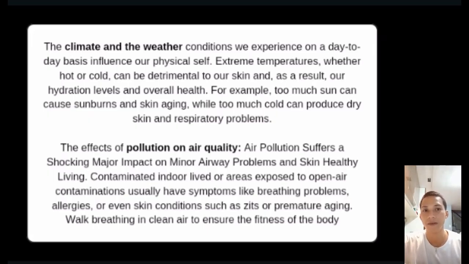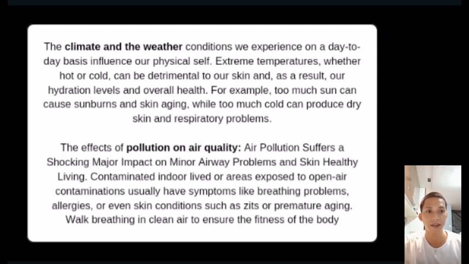Environmental factors affecting the physical self. First, the climate and the weather. Conditions we experience on a day-to-day basis influence our physical self. Extreme temperature, whether hot or cold, can be detrimental to our skin and, as a result, our hydration levels and overall health. For example, too much sun can cause sunburns and skin aging, while too much cold can produce dry skin and respiratory problems.